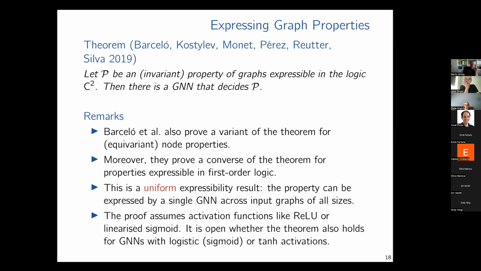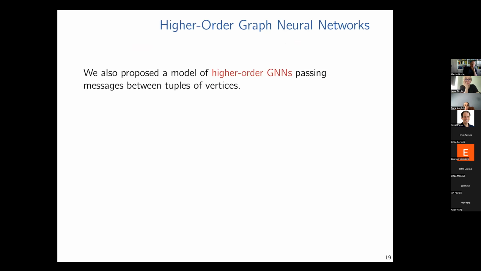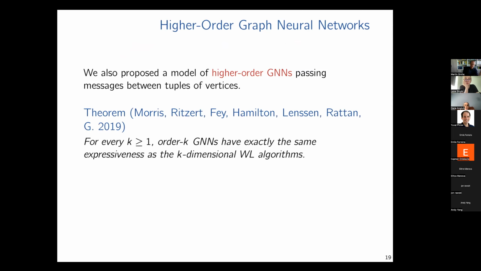So basically, the approximation error there will kill us when we try to get a uniform result. Okay, now, what we also did in this paper with Christopher Morris is propose a higher order version of GNNs where we pass messages between tuples of vertices. And then we show that this corresponds, in terms of distinguishing graphs, to the k-dimensional Weisfeiler-Lehman.